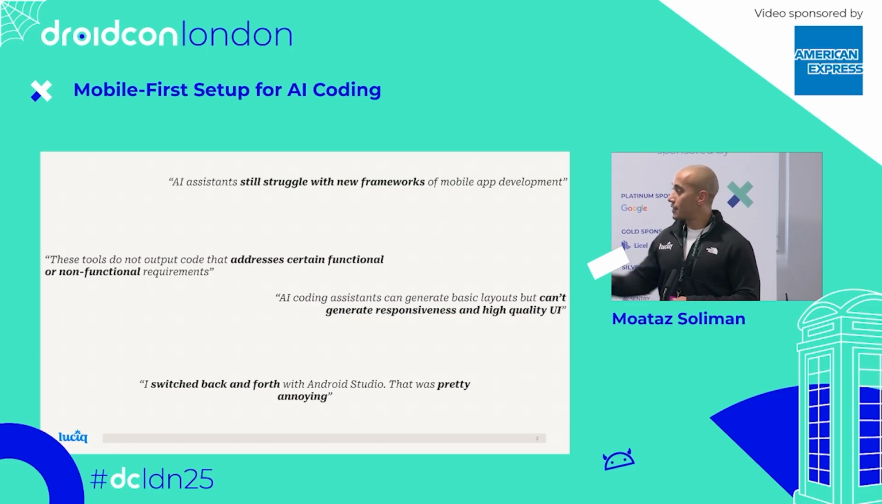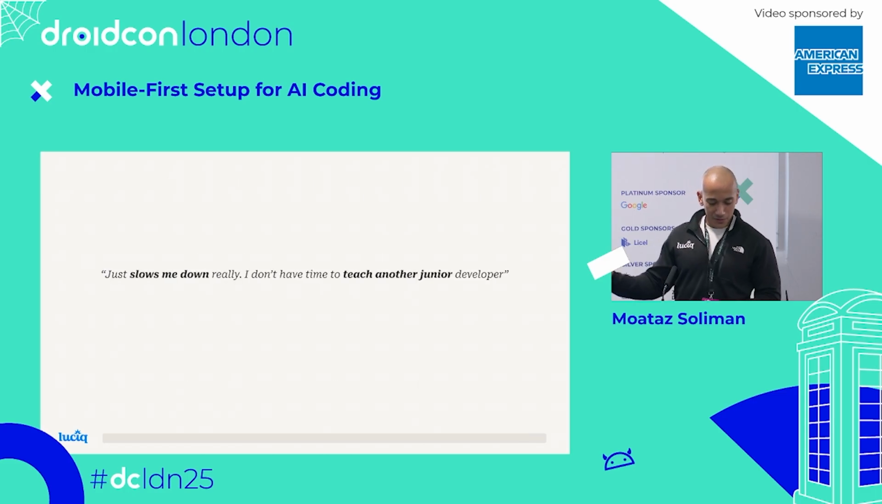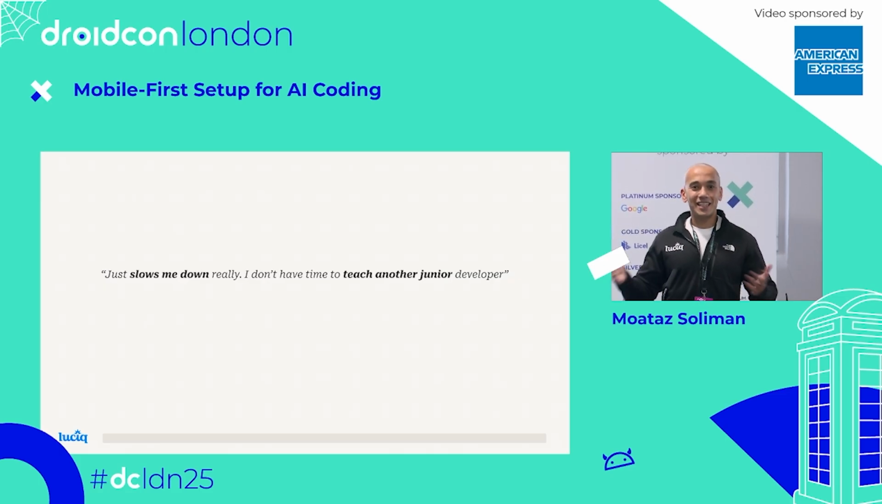My favorite comment is the last one here, that it is pretty annoying having to go back and forth between whatever tool you're using and Android Studio whenever you want to test or run on an emulator or on a device. But then the funniest comment was this one: we all have that person on our team, the AI skeptic, the 10x engineer that is too smart to use AI.